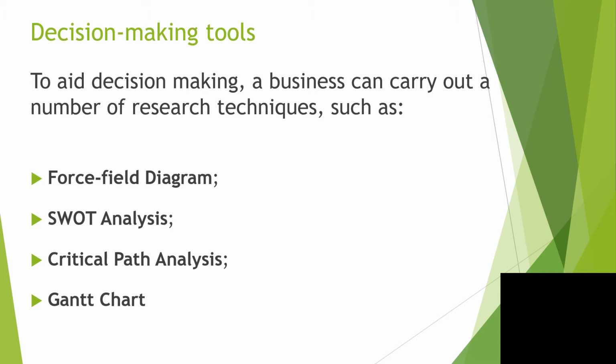of thought. In order to help decision making, a business can carry out a number of research techniques. Now we're going to look at force field, SWOT analysis, the critical path and the Gantt chart. These are all covered in other units. The force field will be covered also in Unit 2 under change. The SWOT analysis similarly, and the critical path and the Gantt chart are covered under time and task management later on, but we do have to know these no matter what. We do have to know these for the exam.